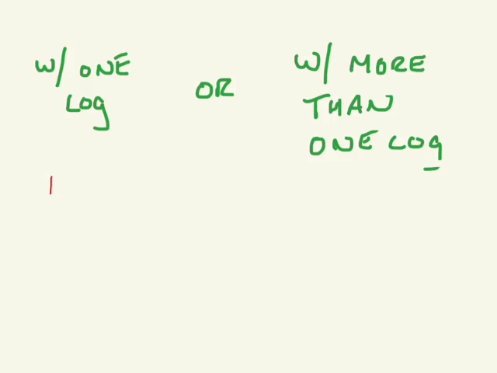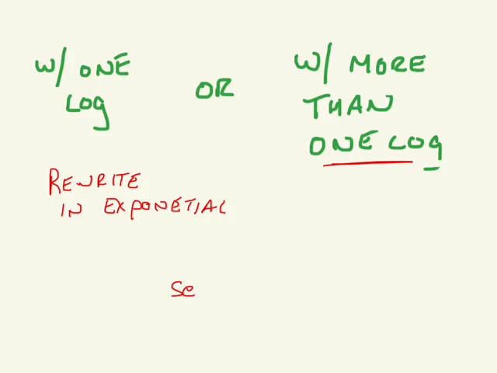One of them will be to rewrite in exponential notation, and then solve as we did any of our exponential equations. The other one would be if we have more than one log, if we have two logs, and that's all we have, we can set the insides equal to each other, and then solve from there.